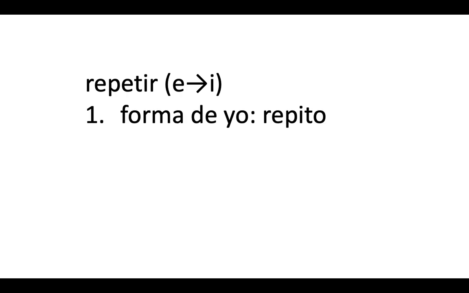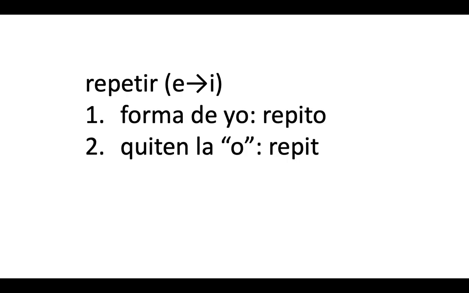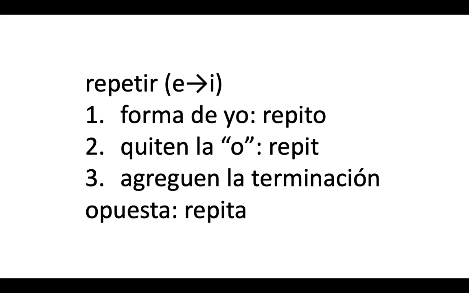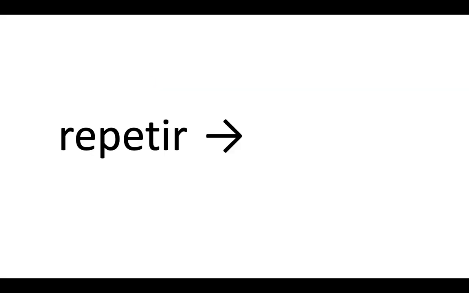Repetir, an E to I stem changing verb, repito. Forma de yo, repito. Quiten la O, R-E-P-I-T. Agreguen la terminación opuesta, repita. And again, we see the stem change flow through the whole process. The yo form is inside the characteristically shoe-shaped box, so we should anticipate it stem changing. IR verb takes the A ending, emphasizing that with a different color. Repetir becomes repita. The usted command for repetir, repita.